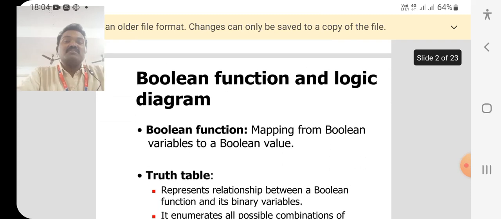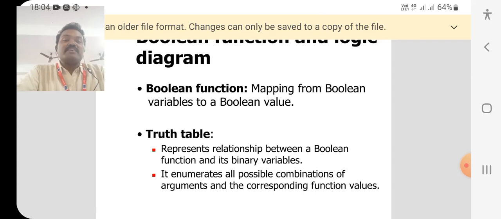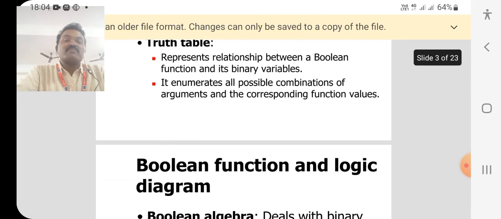Then, Boolean function. A Boolean function is mainly used for mapping from Boolean variables to a Boolean value. The next one, truth table. The truth table represents a relationship between a Boolean function and its binary variables. It enumerates all possible combinations of arguments and the corresponding function values.